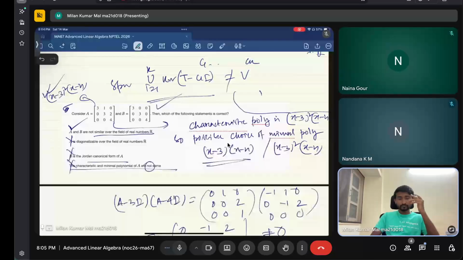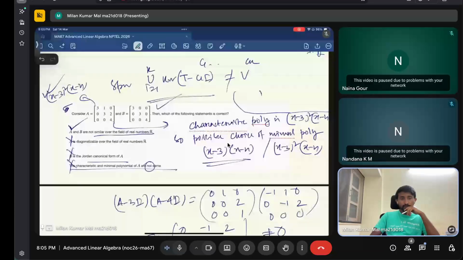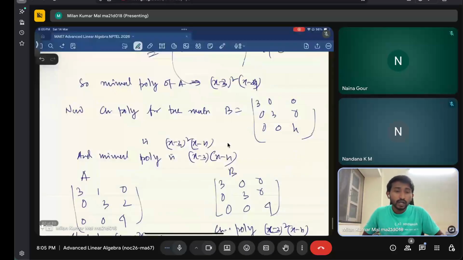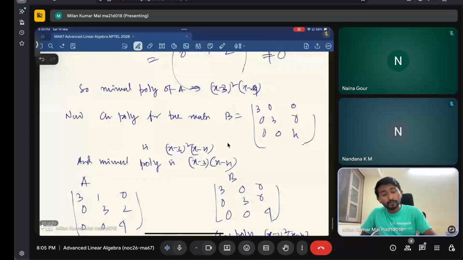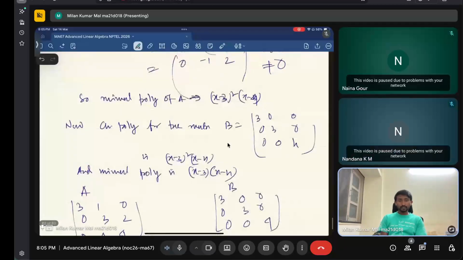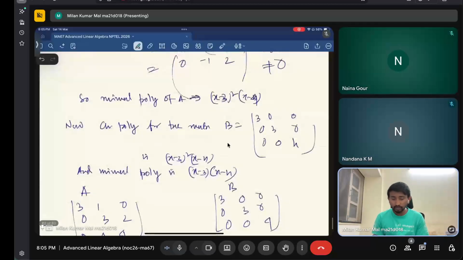Okay. If you have any doubt, you can ask. Otherwise, I'll be assuming that it is clear. This is not much involved, but one important theorem is that if two matrices are similar, they should have the same Jordan canonical form. I hope it is clear. If it is not clear, you can ask. I will try to explain because these are very easy questions and easy to understand.